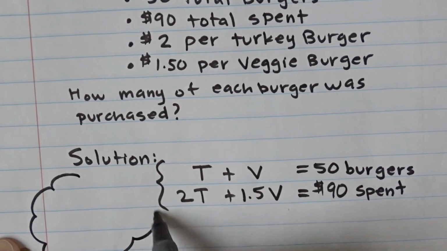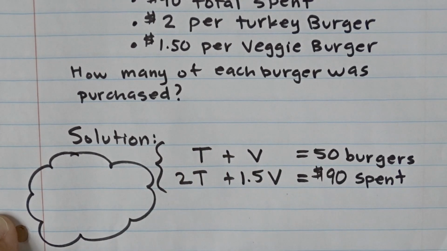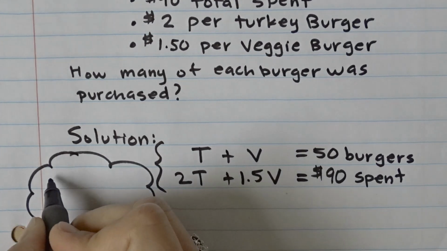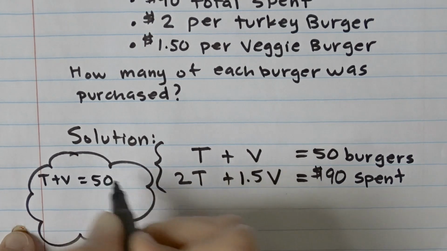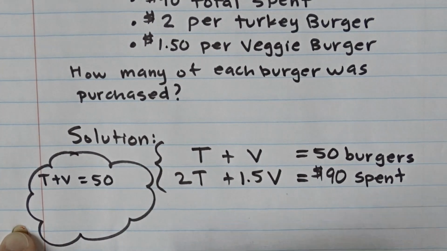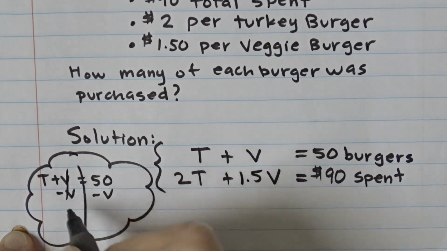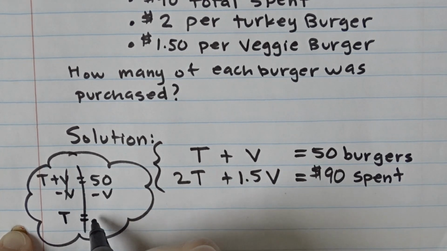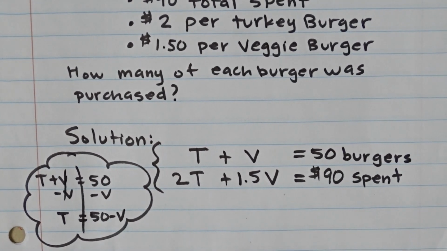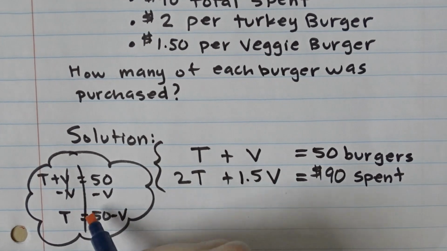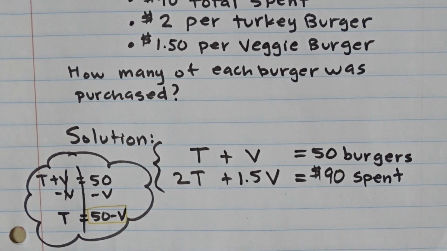So over here, I'm going to show you how I isolate. Let's isolate the V or the T. So I start with T plus V equals 50. And I want to get T all by itself. So I'm going to subtract V from both sides. Now V is gone here, and I end up with T equals 50 minus V. So now I have a nickname. So this is the nickname right here I'm going to use. 50 minus V is my nickname for T.